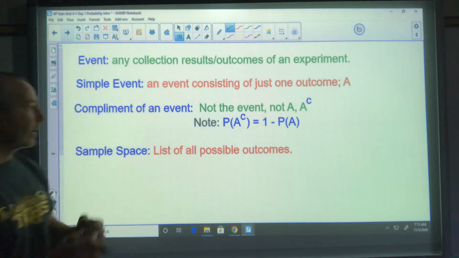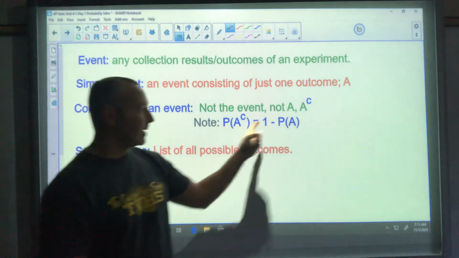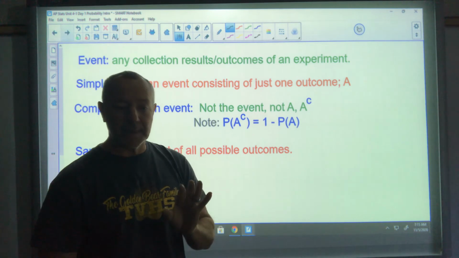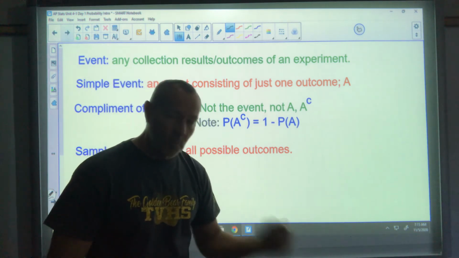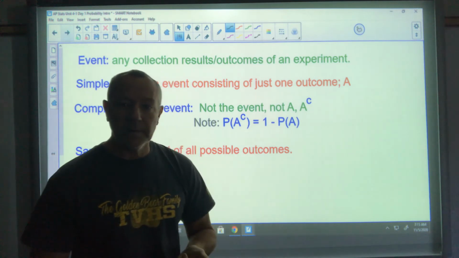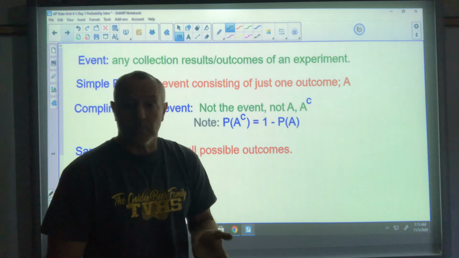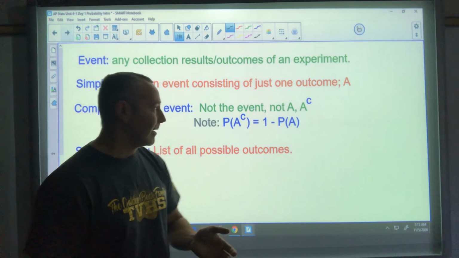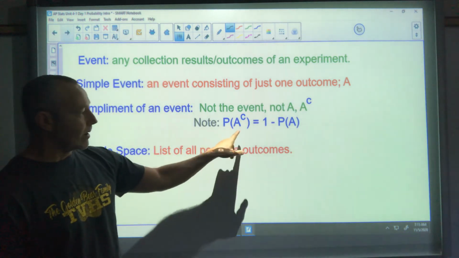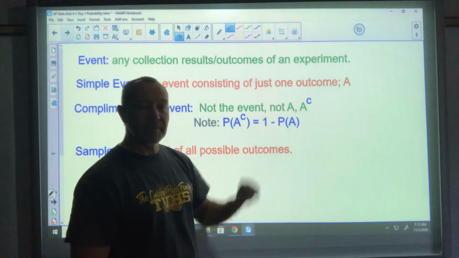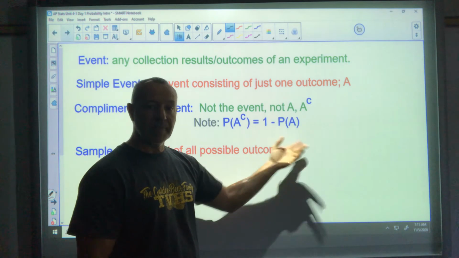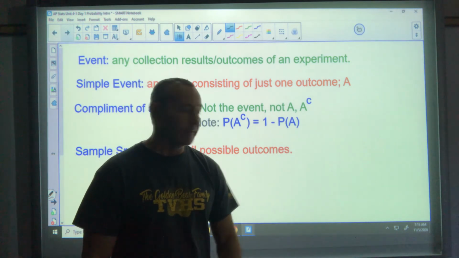Complement of an event, this is very important here. It's the event not A. If my event A, I'm going to call it A, it's just a name, but my event is getting that 1 on that die, then the probability of not getting a 1, since a 1 is 1 out of 6, would be the rest, 5 out of 6. So we denote that A complement with a little c there. The probability of A complement is 1 minus the probability of event A happening. So 1 minus 1 out of 6 would be 5 out of 6. That would be the complement of getting a 1.